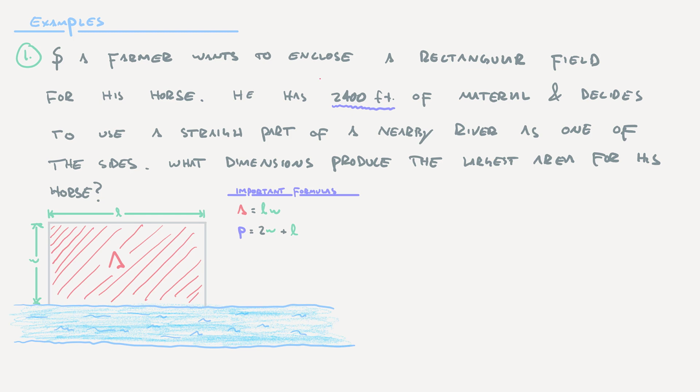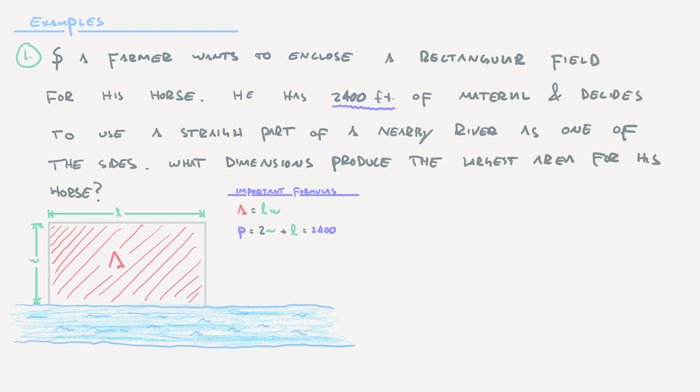Since we know that we're given this much material, we're going to have to use the perimeter formula to kind of divvy up, if you will, that material for the two widths that we have to construct as well as the length. And so perimeter is equal to 2W plus L, which means 2W plus L is equal to 2,400, right? Feet of material. Let's just say it's fencing.